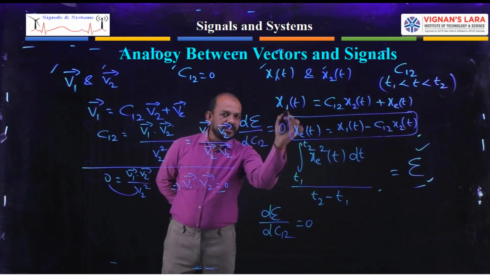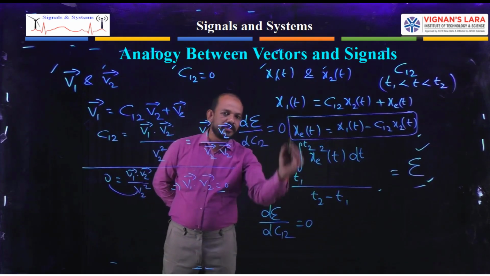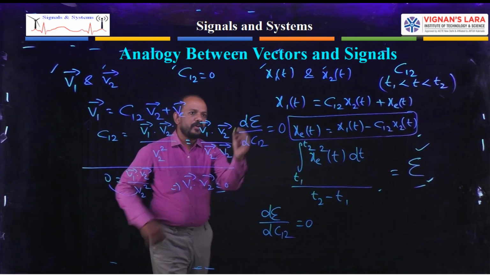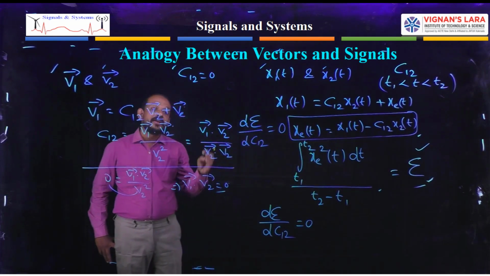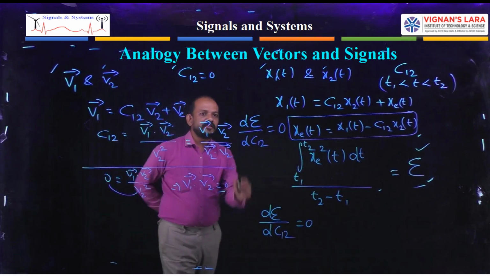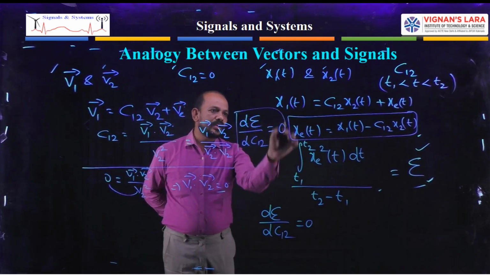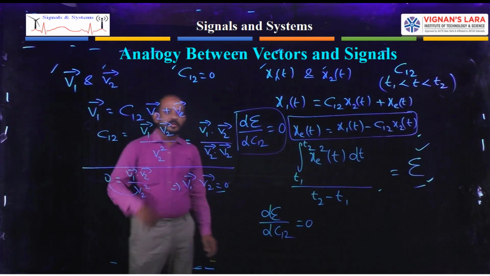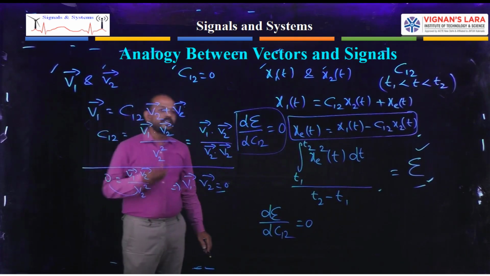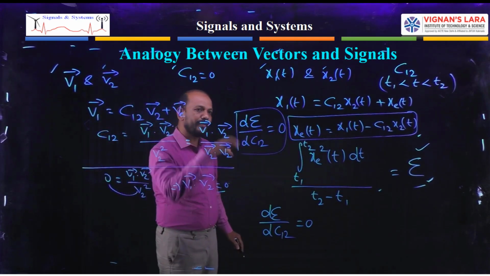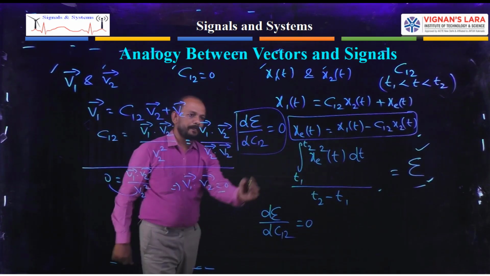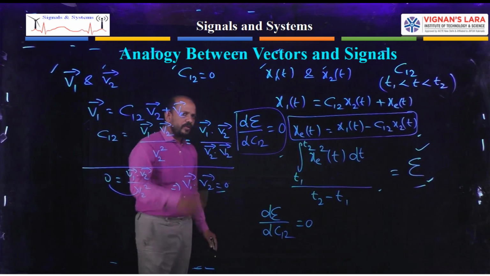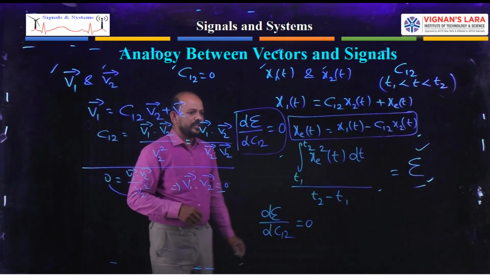So we will do this. What will we get? The value of C12 where the mean square error is very minimum. For that reason, this is the condition to find out the value of C12 for the minimum mean square of error of the signal. Okay, so for this you all know the equation.